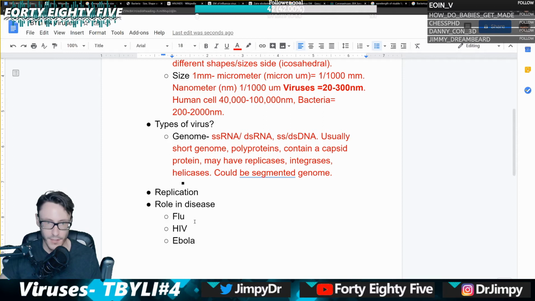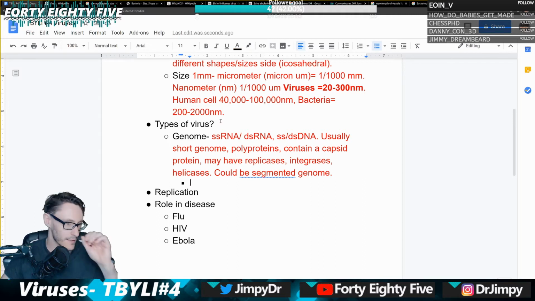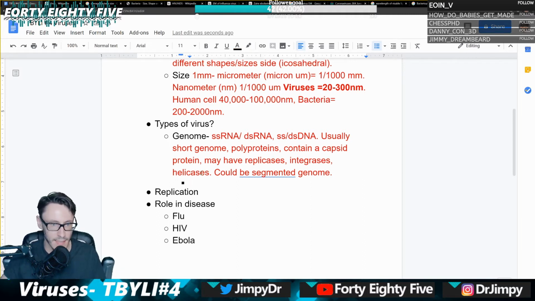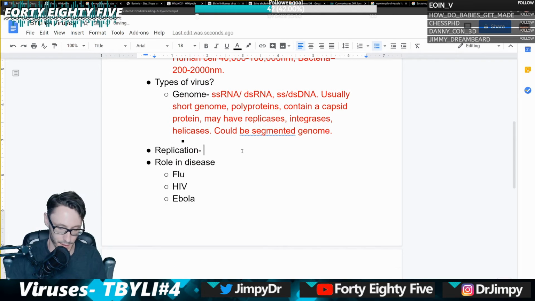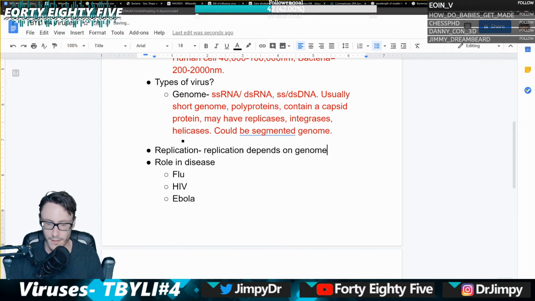Okay, so we have got types of virus and the genome. Lots of different types of viruses exist: plants, animals, bacteria, viruses. Replication really depends on the genome. So that's why I wanted to take you through the little bits about the genome first. It depends on the genome of the virus. It also depends on the host cell that it's infected.